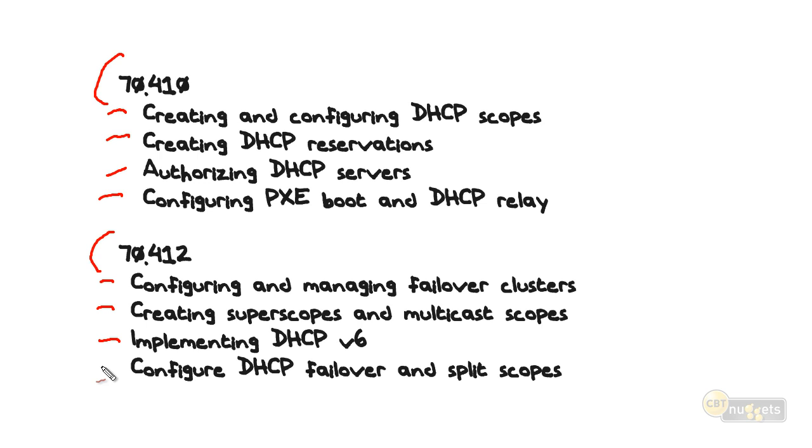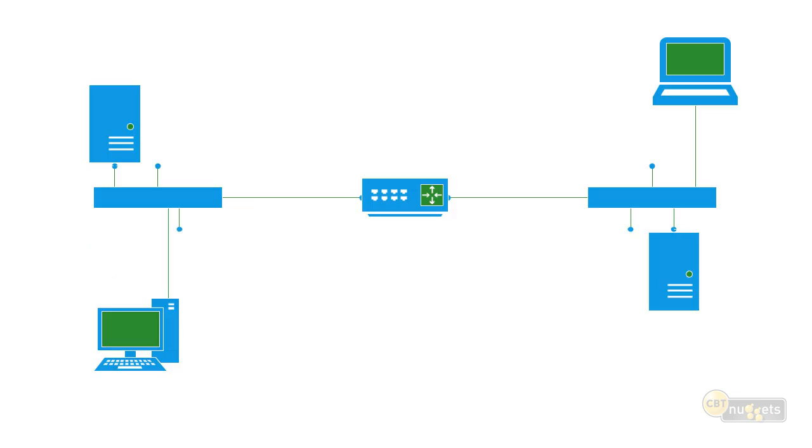Also in 70-412, you'll learn about how to configure DHCP failover and split scopes. Now, those are topics we are going to tackle in this nugget. We'll primarily look at them from a design perspective. When do you choose to use those, and what are the trade-offs for each of those? But we will look briefly at some of the configuration options for them. Let's start by talking about the first of the DHCP reliability options, split scopes.